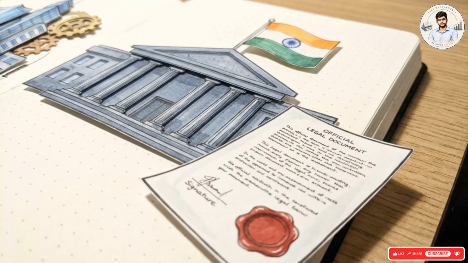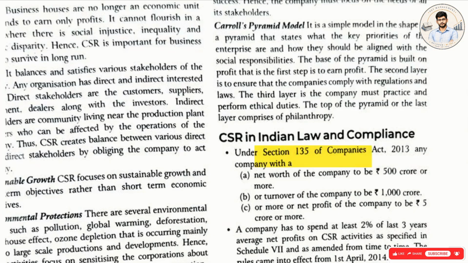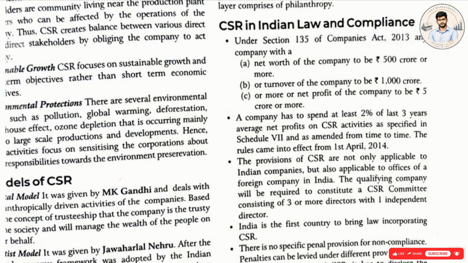While those models outline the global theory, for companies operating in India, this commitment is no longer voluntary. It is enforced by the state. Under Section 135 of the Companies Act, we see the exact calculation. A qualifying company is legally required to spend at least 2% of its average net profits from the preceding 3 years on designated CSR activities.